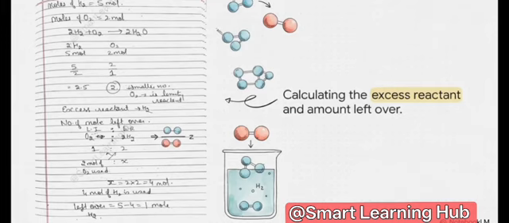Walking through the math, we do our trusty division again. For hydrogen, 5 divided by 2 gives us a ratio of 2.5. For oxygen, 2 divided by 1 gives us 2. This time, 2 is the smaller number, making oxygen our limiting reactant, which means, by default, hydrogen is in excess. Since we know oxygen is the boss of this reaction, we use it to figure out the leftovers.